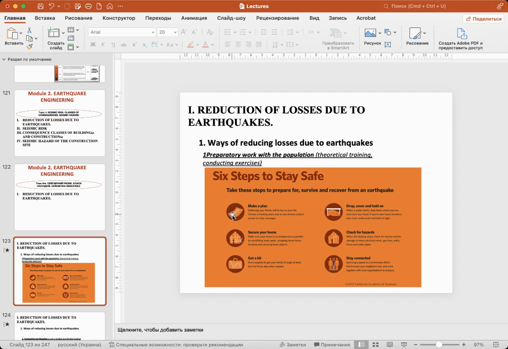Also, after the earthquake, it is very important to check your house or your flat for hazards. You have to analyze whether it is safe to return into your house, into your building, or not. And it is also very important to stay connected, so you have to find information about your neighbors and your colleagues after the earthquake. Those six simple steps can save millions of lives during an earthquake.